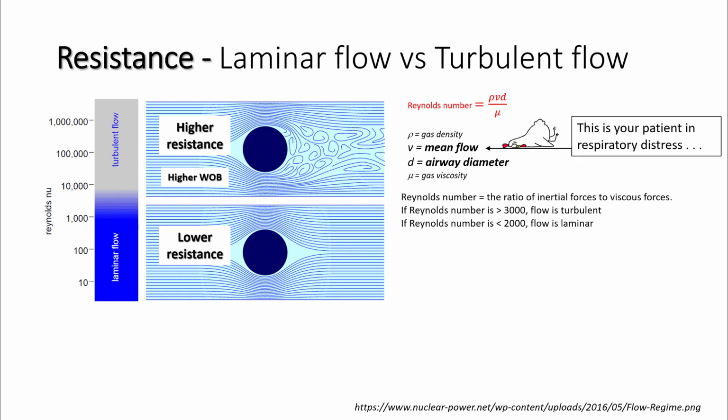When your patient is in respiratory distress, a lot of them are in turbulent flow, and unfortunately not much can be done to reduce the flow. You can certainly ask the patient to slow down their breathing, but it would possibly work only in an anxious patient, but not in patients with respiratory distress. So the best way to decrease the flow is to increase the airway diameter.